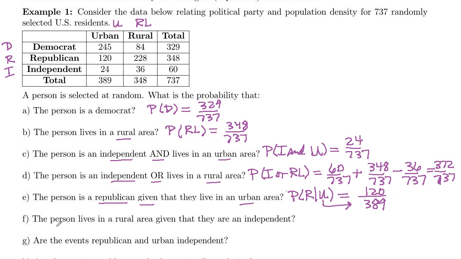What's the probability a person lives in a rural area given they're an independent? So probability rural, RL, given I. So again, that given condition determines your denominator. So total independents were 60. And out of those independents, those 60 independents, how many lived in a rural area? And that was 36. So 36 out of 60.